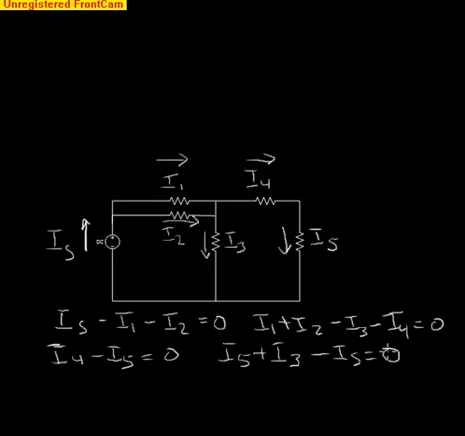So that's it. That's all there is to doing KCL: just identify your nodes and then sum up your currents, where current coming into the node is positive, current leaving the node is negative.